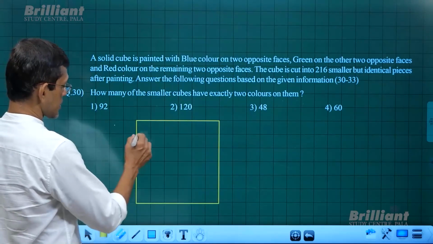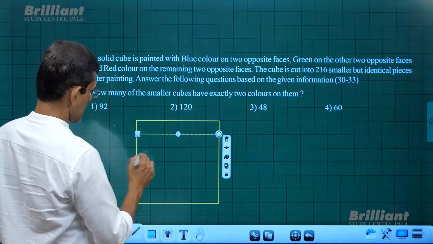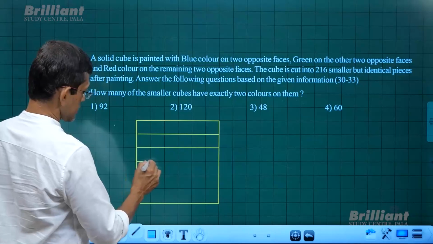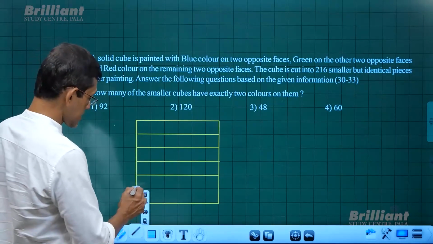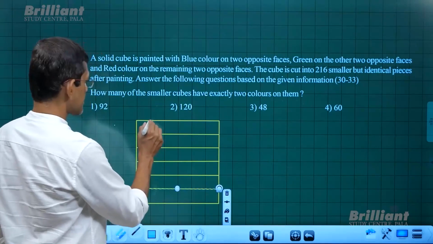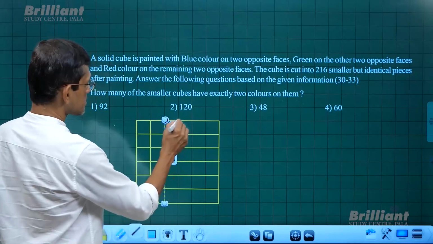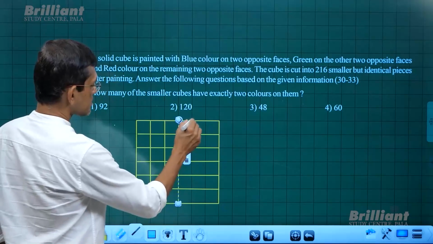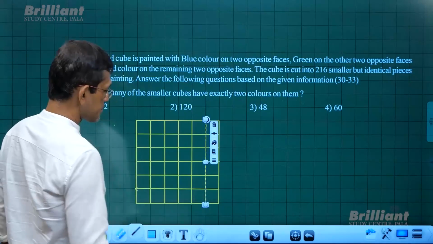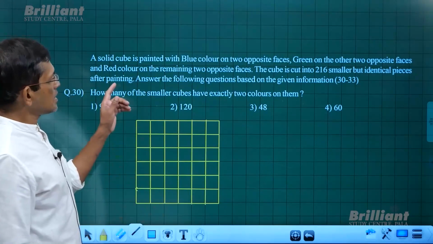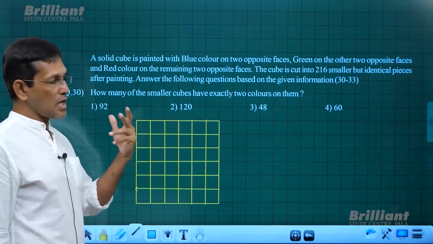And we'll make it as a grid, right? This one face of the cube would be like this. So it's total 216, and we are just drawing one face of the cube. This is what we see, and the question is the cube is cut into 216 pieces, then how many of the smaller cubes have exactly 2 colors on them? Exactly 2 colors on them.